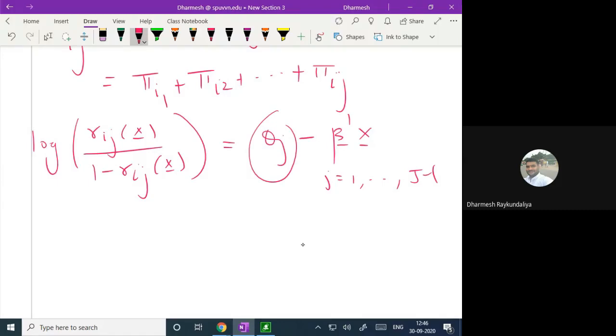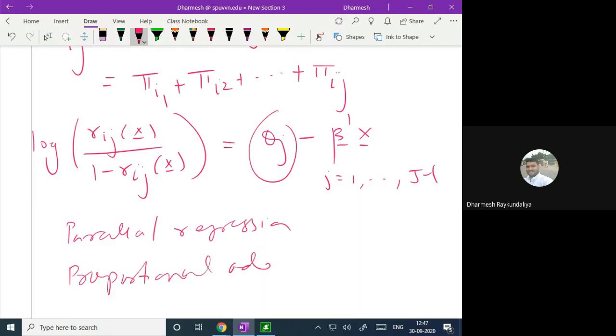In cumulative logistic models, only the intercept is changing, the regression coefficient remains the same, and therefore it is also known as a parallel regression or proportional odds regression model.